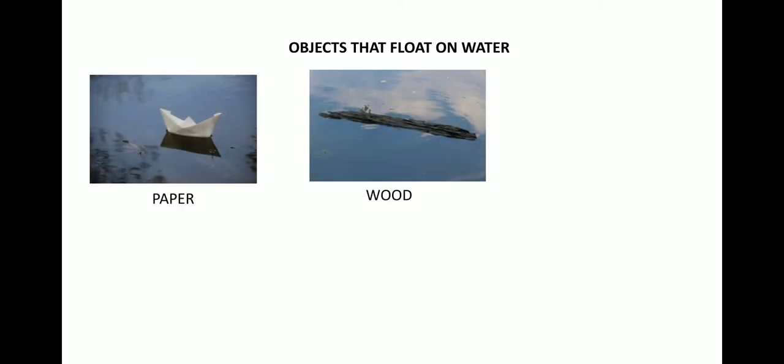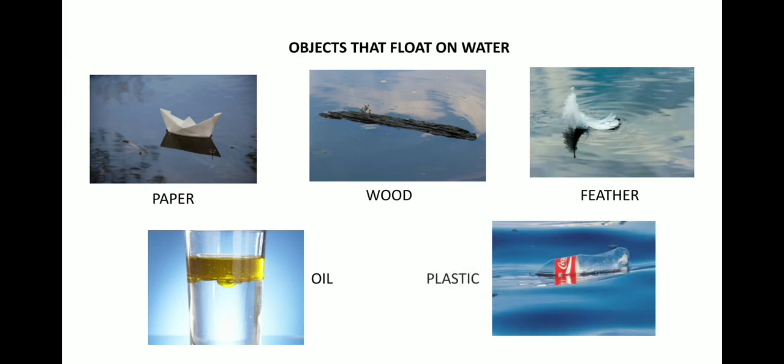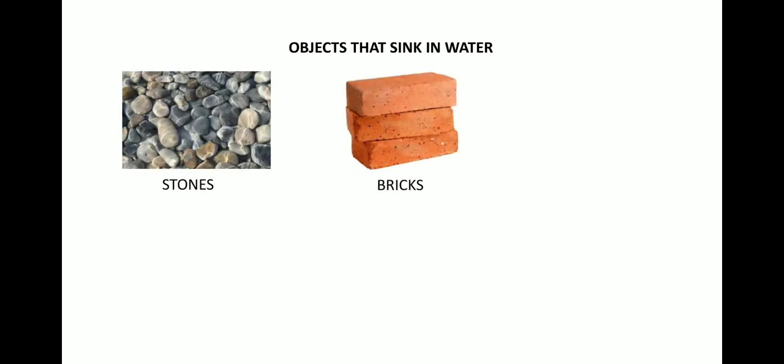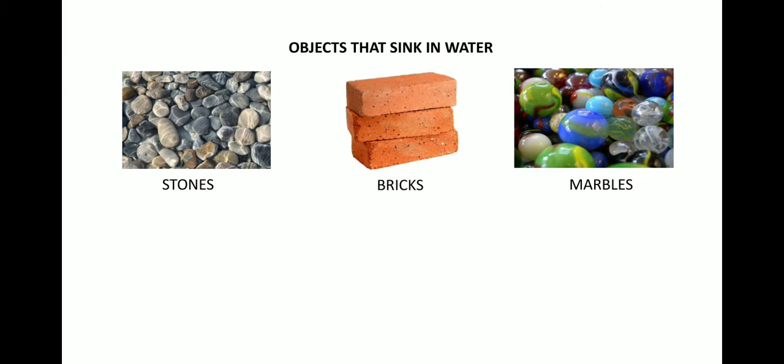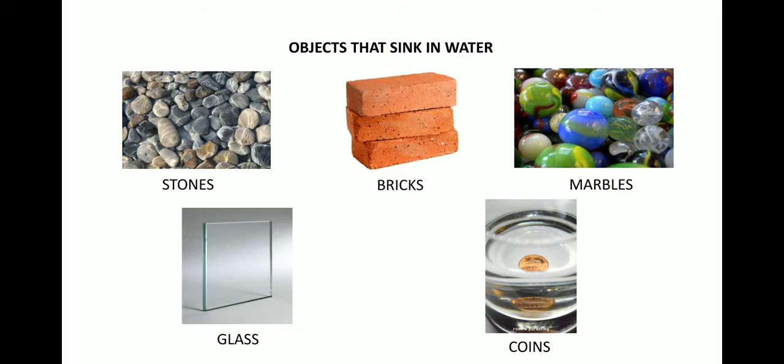So the objects that float on water, usually we find that paper, wood, feather, even oil and empty plastic bottles can float easily on water. And the objects that can sink in water are stones, bricks, marbles, even glass and coins. These are the objects which can easily sink in water.